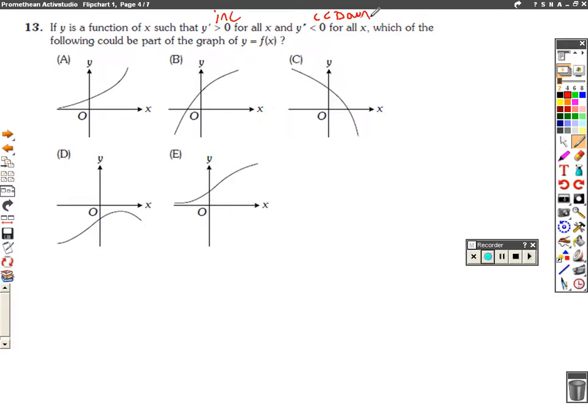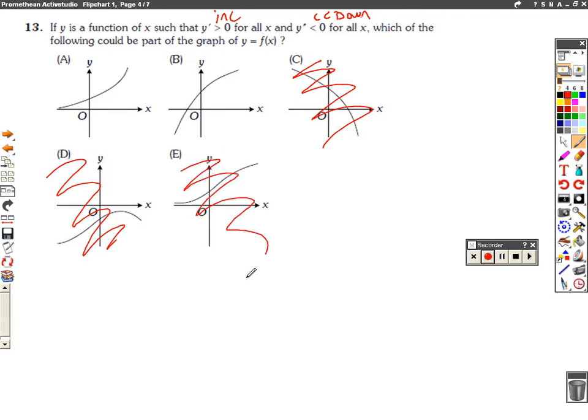So I'm going to eliminate C because it's decreasing. And I'm going to eliminate D because it starts to decrease, so it can't be D. And I'm going to eliminate E because it changes its concavity. This is part of a cup, this is part of a frown, so it can't be that. So now we just have to decide concave down. That was part of the frown, and that would be option B, part of a frown.